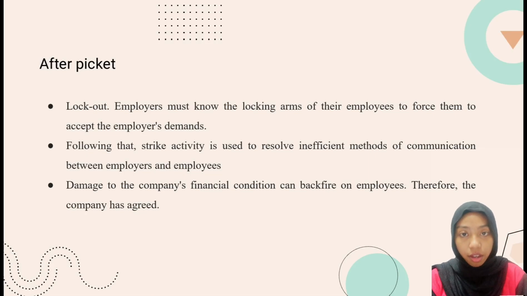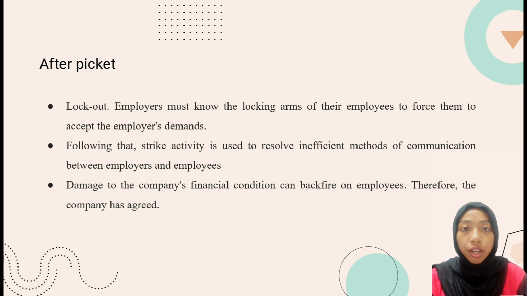So, after picket, besides lookout, employees must know the local arm of their employers to force them to accept the employer's demand. Through this, the employer will not allow the employee to work until the dispute between them is resolved. This is because Infinite invited union leaders to a meeting and agreed to resume negotiation on March 30.